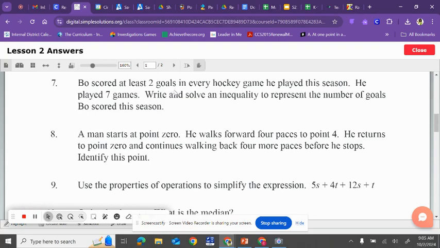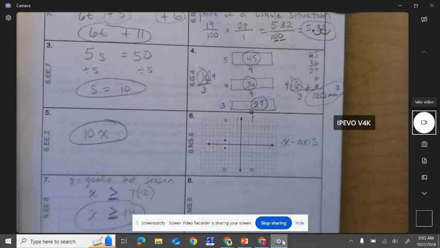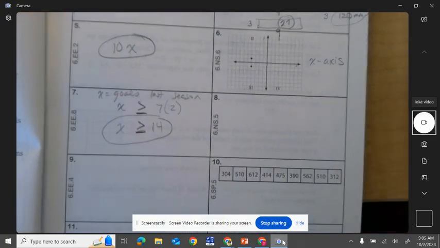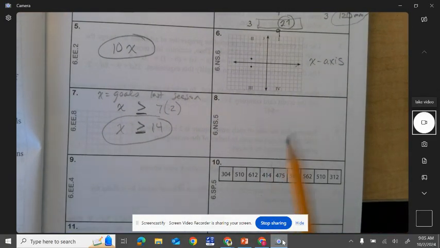All right, at least 2 goals in every game, and he had 7 games. There we go. So he scored 14 or more. At least 14 or more.